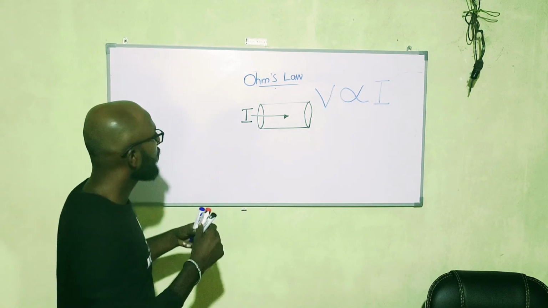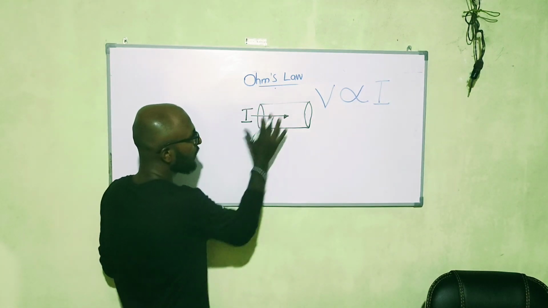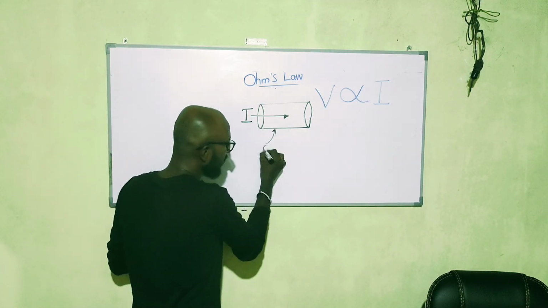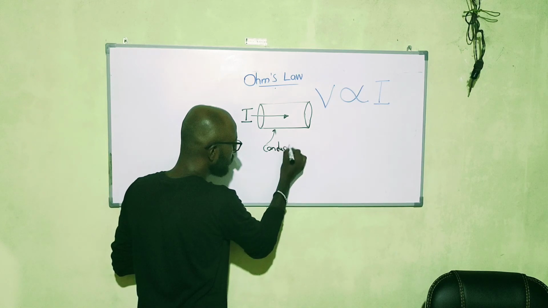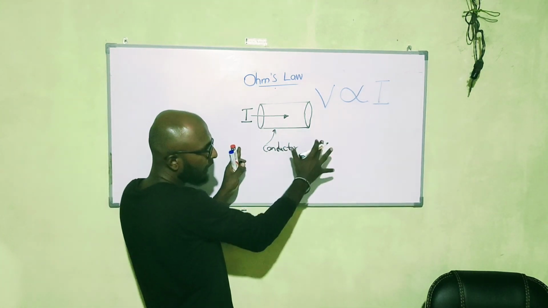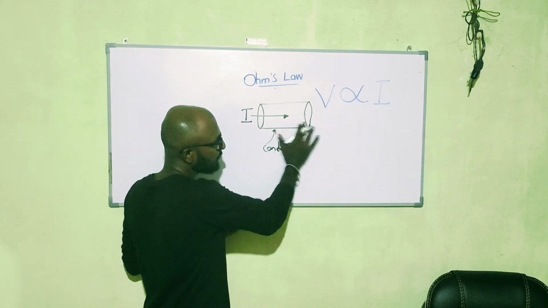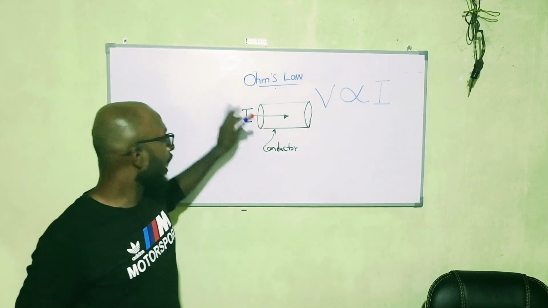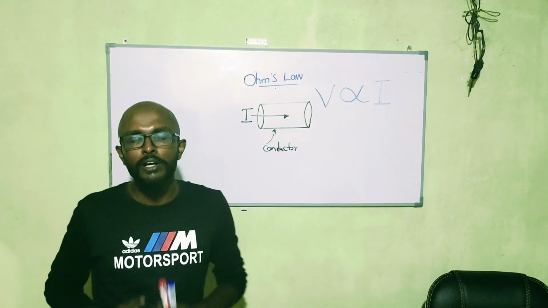So here I am explaining Ohm's law. I am taking this as a conductor, and I have supplied a voltage between these two terminals, and the current I is flowing through this conductor.